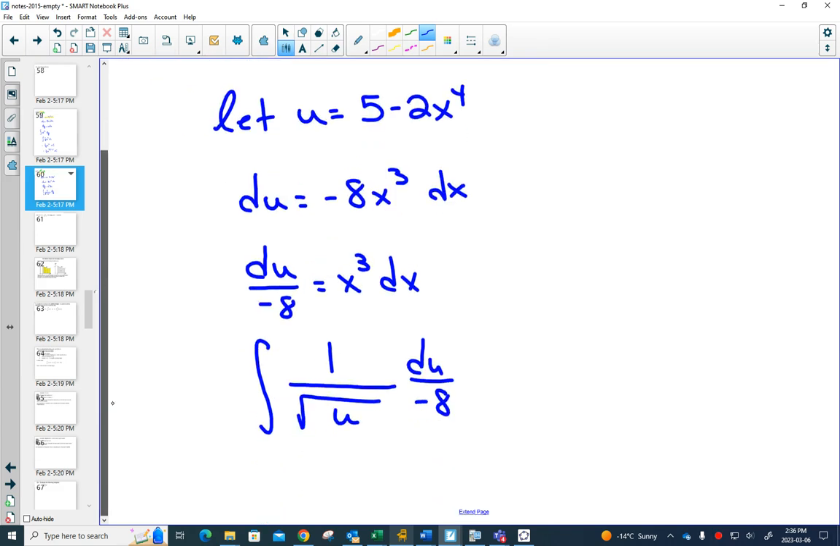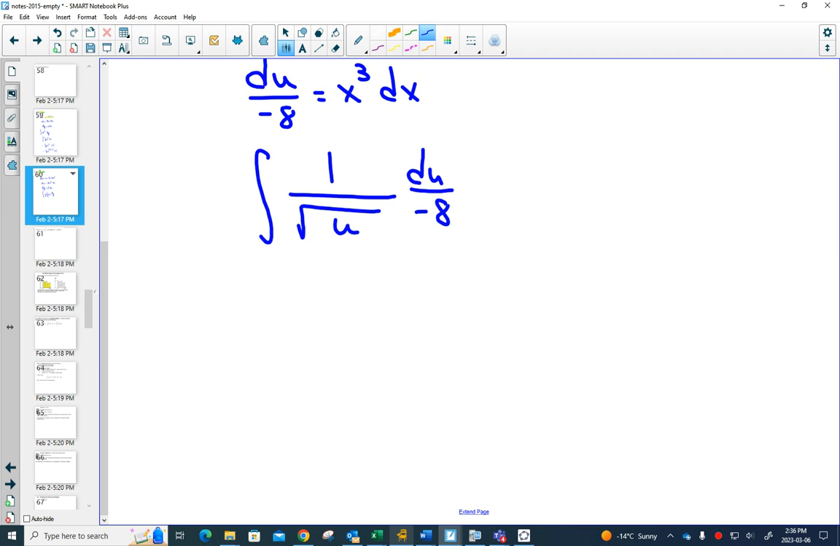This isn't in a form that I can integrate. So I'm going to change the u to a -1/2. Now that -8 that I'm dividing, I'm going to put that out in front as a -1/8. And now I can integrate.